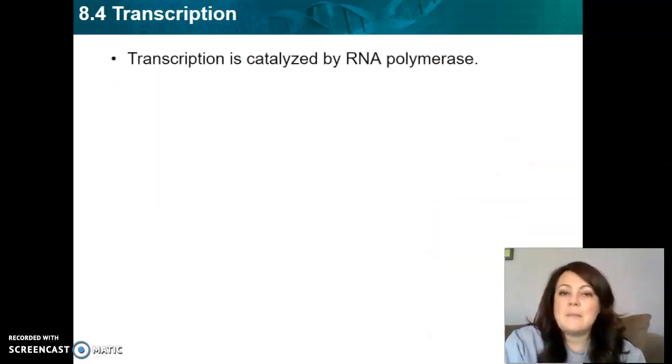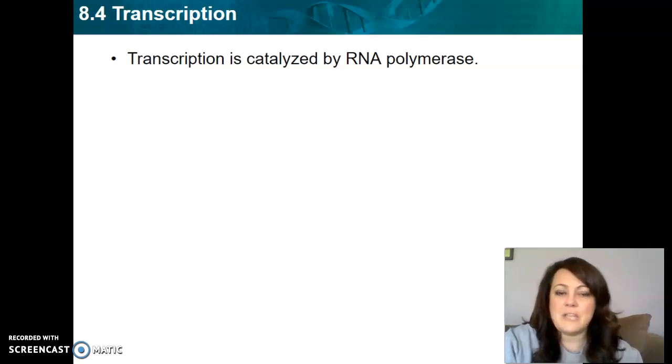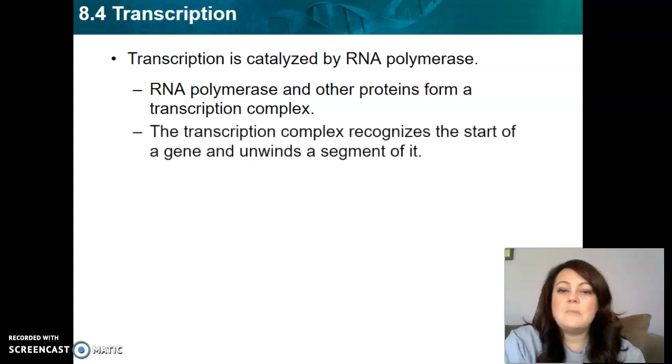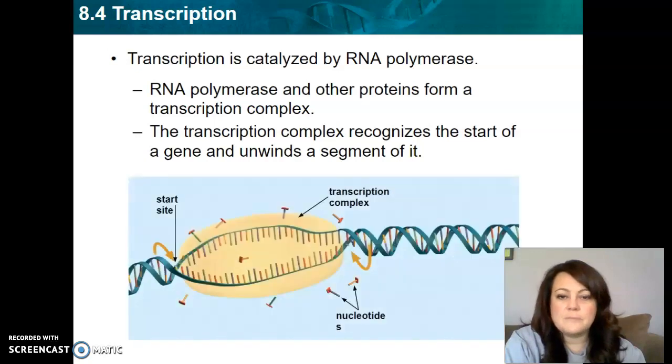Transcription is catalyzed by RNA polymerase. Remember, it ends in ase, so it's an enzyme. Polymer means it is a complex chain made of monomers, and it happens to be RNA. This polymerase and other proteins form a transcription complex. This complex recognizes the start of a gene and unwinds a segment of it. So it's kind of like me telling you to start reading in your textbook on page 476 instead of just saying, hey, the information's somewhere in your book.